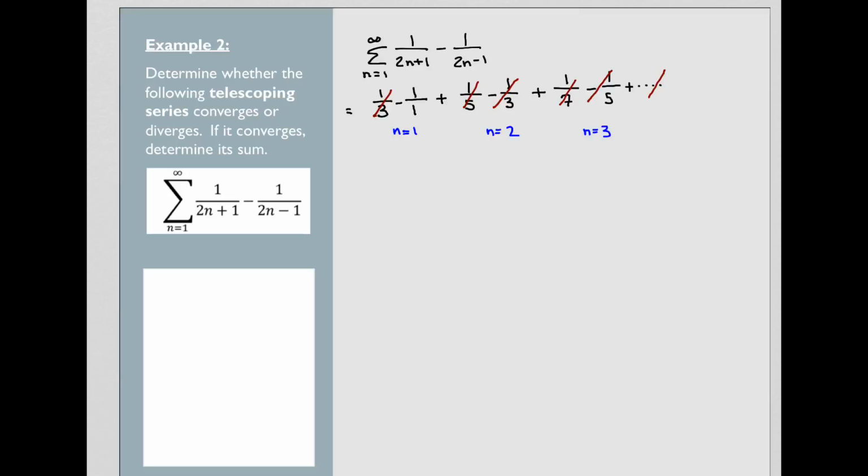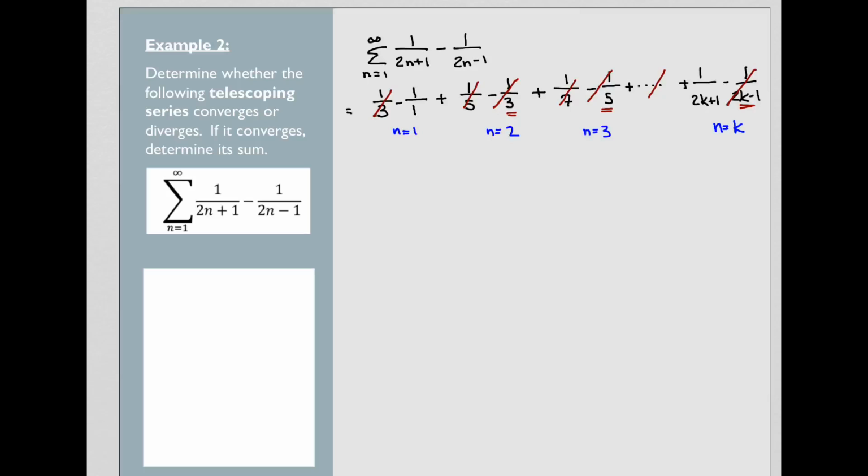And remember, we want to go all the way to the kth term, so I'm going to let n equal k and see what happens at the end of this series. The kth term is going to be 1 over 2k plus 1 minus 1 over 2k minus 1. And how does this cancellation work? Let me go back to the beginning for a second. Notice if I add a new term in, this negative 1/3 cancels with something before it. This negative 1/5 cancels with something before it. So this 1 over 2k minus 1 is the term that's going to cancel with something before it.